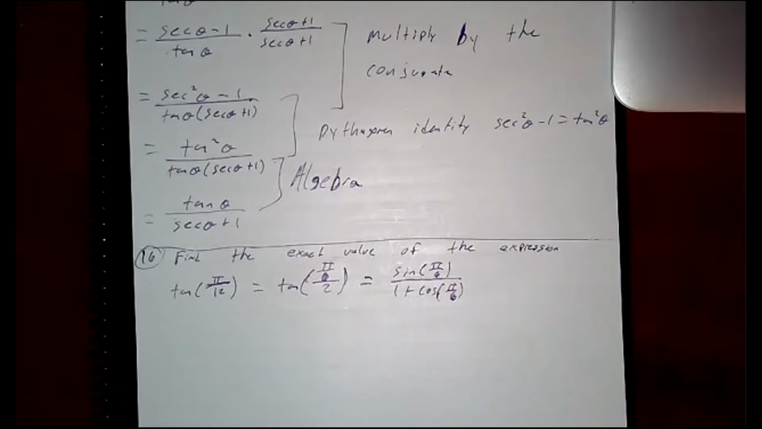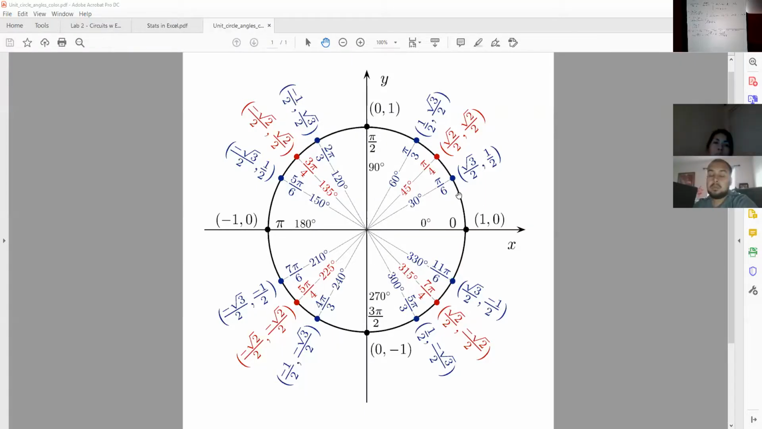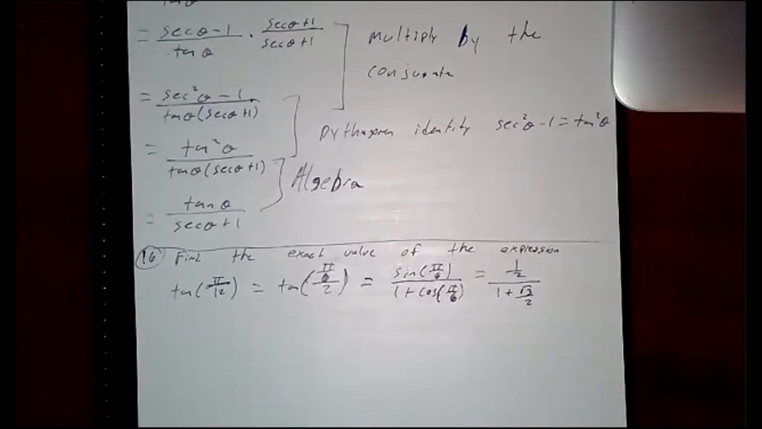Let's check it out. So pi over 6 is right there. So sine will be 1/2. So on top we got 1/2 over 1 plus square root 3 over 2. Okay. That does not look pretty. Hold on a second. Maybe we can use a better formula. I think this is better.